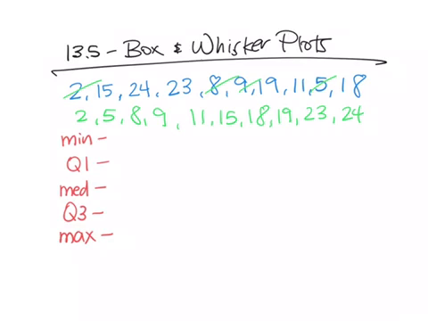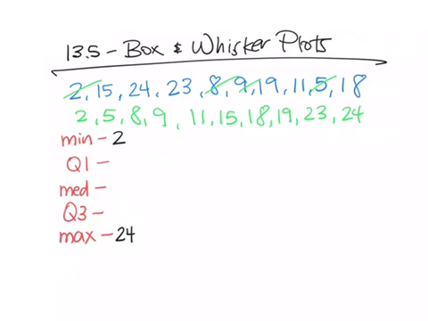So I can find the minimum and the maximum value here pretty easily. The minimum is just your lowest value. So the minimum for our set is 2. And the maximum is your highest value. So the maximum for our set here is 24.